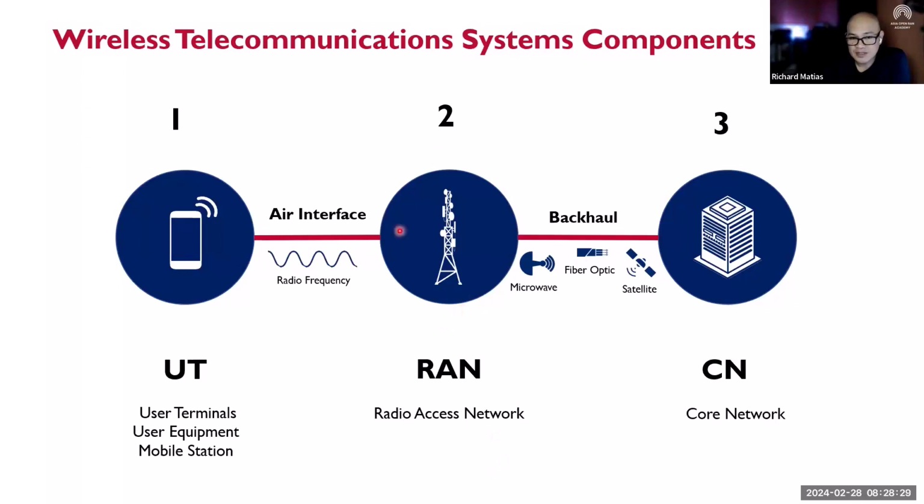And the radio access network is then connected to the core network, where exchange of calls are happening, and most of our subscriptions are stored as well. The connection between the radio access network and the core network is called the backhaul. And we can implement this using microwave, fiber optic, or even satellite. It depends on the application and the severity of the area. For example, if we can connect it via microwave wirelessly, we can do it.